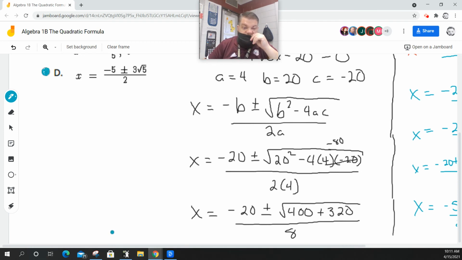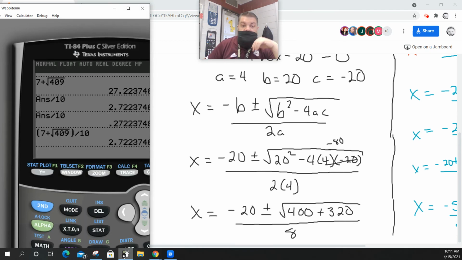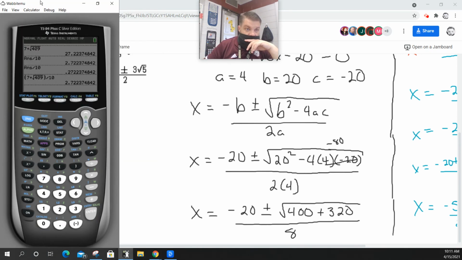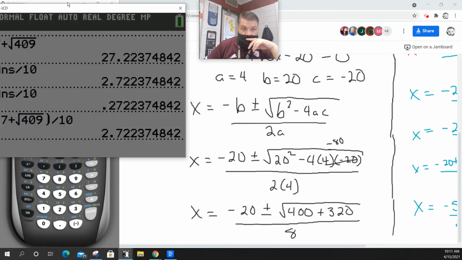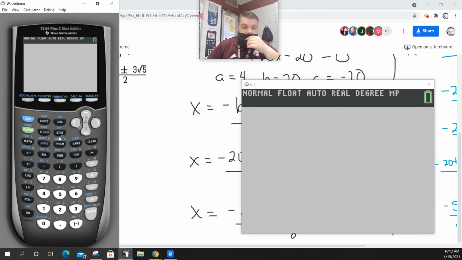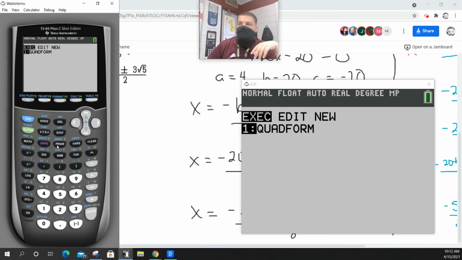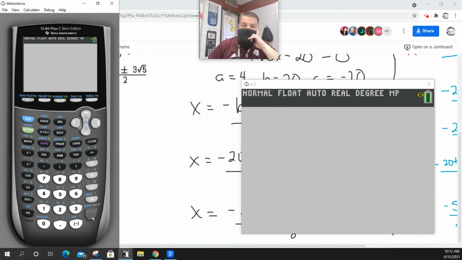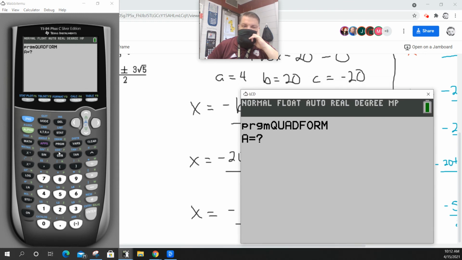Now, if I want to double check that, I could turn on my calculator and plug it into the formula. So I'm going to clear everything out. You guys do this practice at home. Hit program, then choose quad formula. Our A term was 4, our B term was 20, and our C term was negative 20.